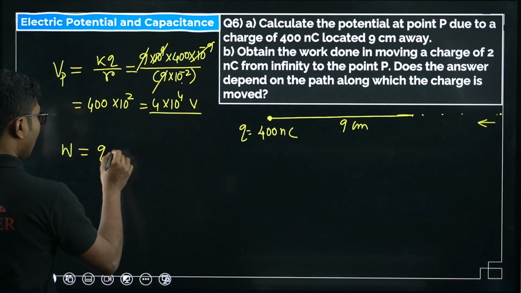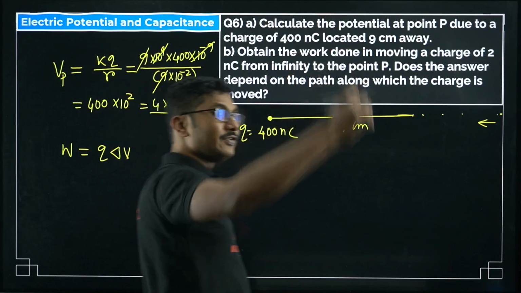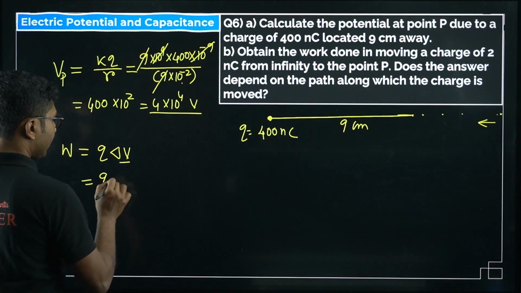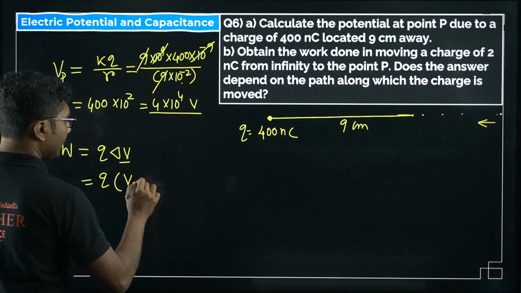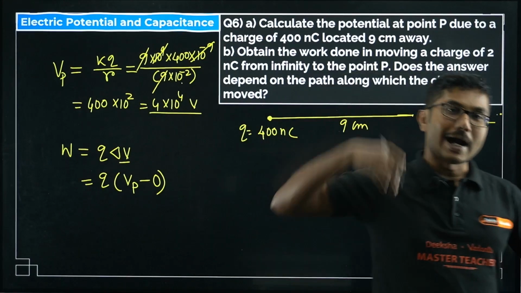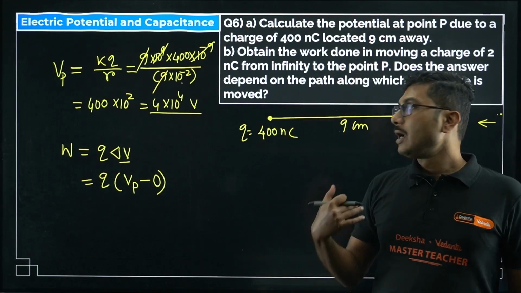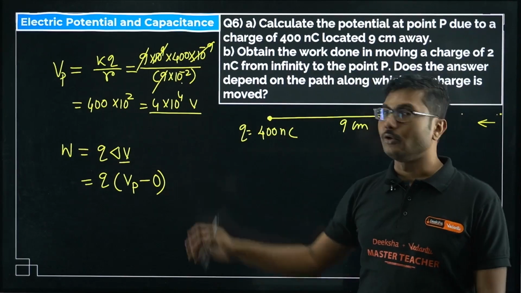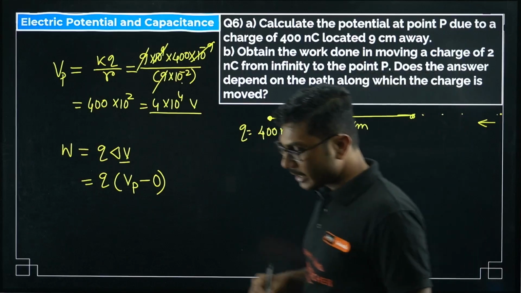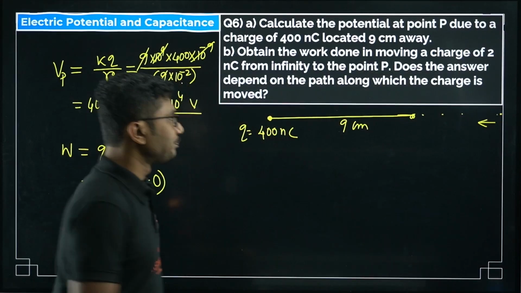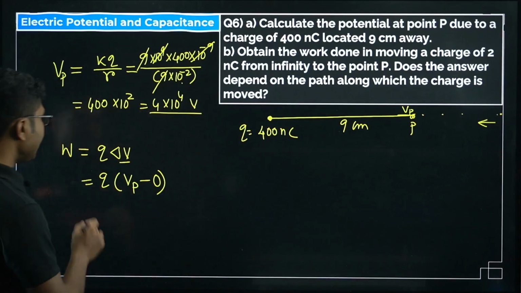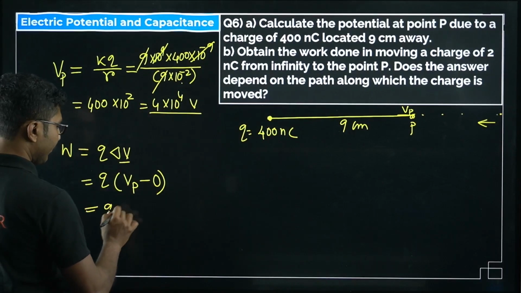Now if you know that potential at infinity is basically 0. So what is the potential difference? Potential difference is final potential minus initial potential. For the 2 nanocoulomb charge which started at infinity, it is coming, so initial potential for that is 0. At infinity potential is 0. Final potential when it reaches this given point is Vp. Right, at this point potential is Vp. So from here you can calculate the work done, basically Q into Vp.